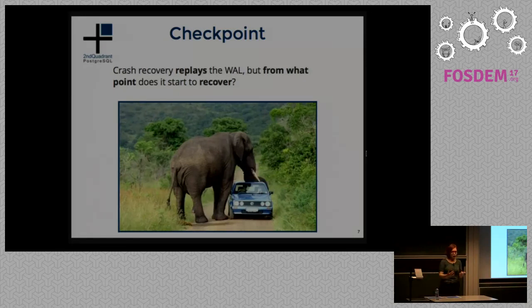So a checkpoint is the point that we can be sure of. Let's say you have a failure, and then there is one checkpoint. You can be sure that before that point, everything is flushed to the disk. So checkpoints are very important for that reason. You should tune your checkpoint settings. There are lots of variables in postgresql.conf.